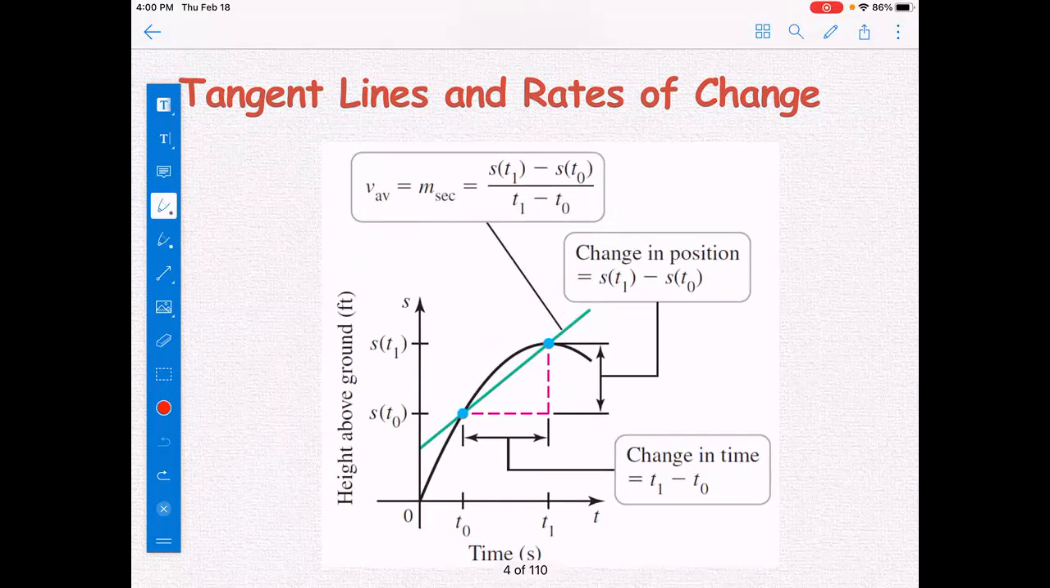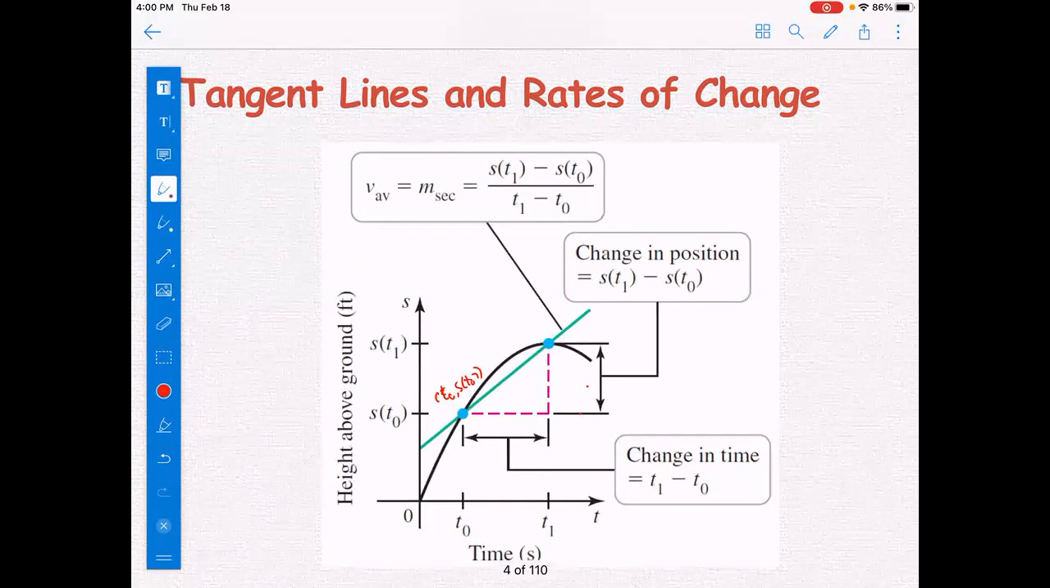At t equals t0, the ordered pair is t0, s at t0. At t equals t1, the ordered pair is t1, s at t1. Draw the line passing through these two ordered pairs. This line is called the secant line.